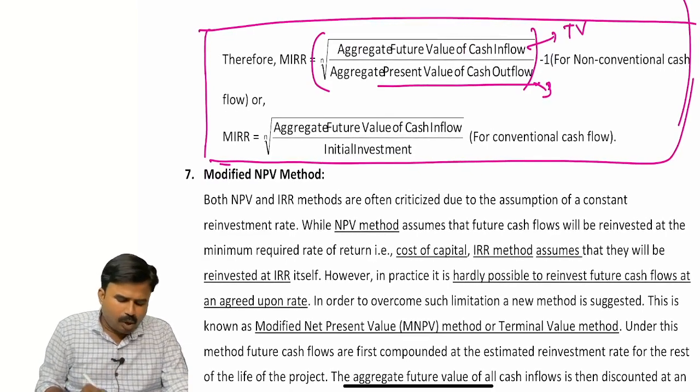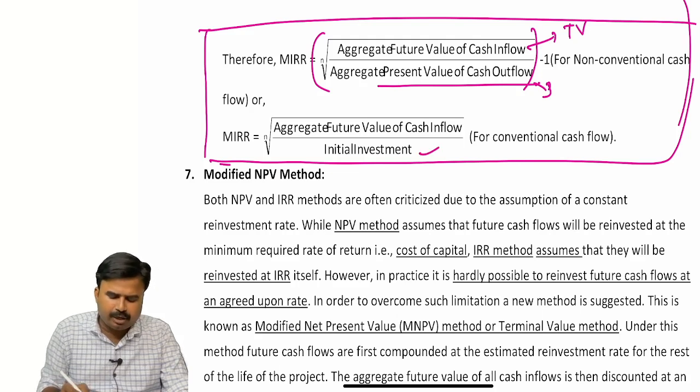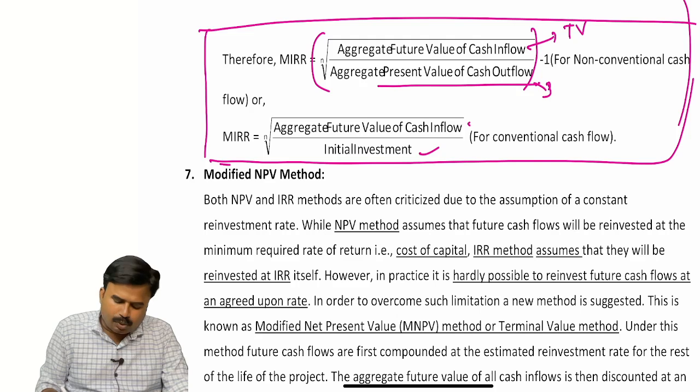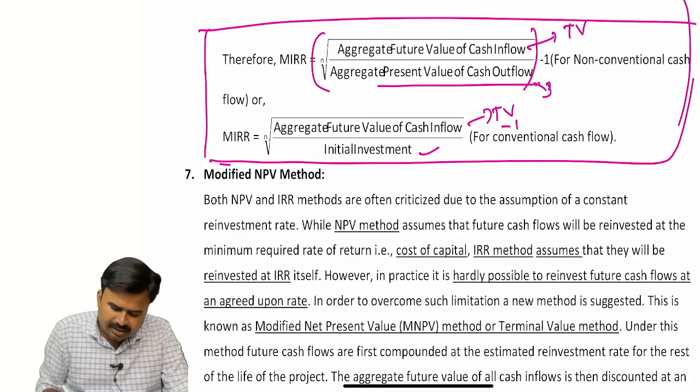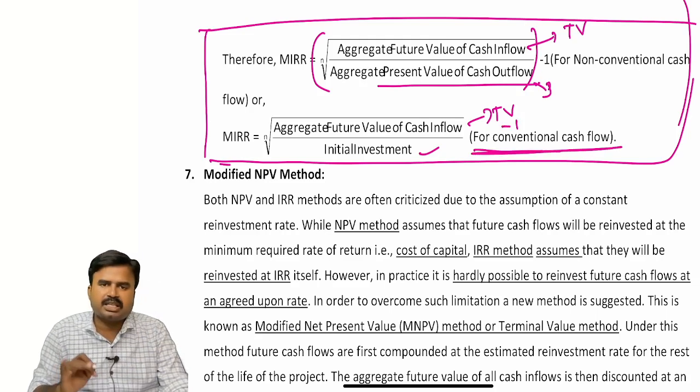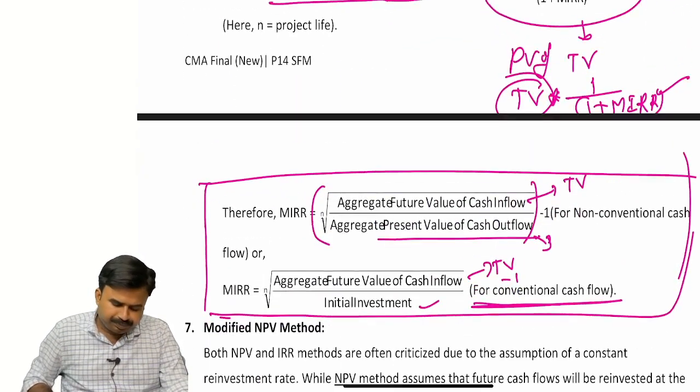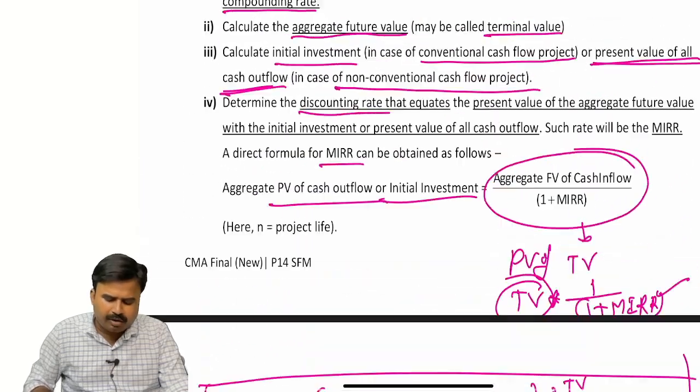Or in case of conventional cash flows, I'll write initial investment instead of present value of cash outflows. So nth root of aggregate future value of cash inflow, nothing but terminal value divided by initial investment, nth root of terminal value divided by initial investment minus 1. You should also deduct minus 1. That was missed here for non-conventional cash flows. Minus 1 subtraction is common. These are the formulas for calculating modified IRR.